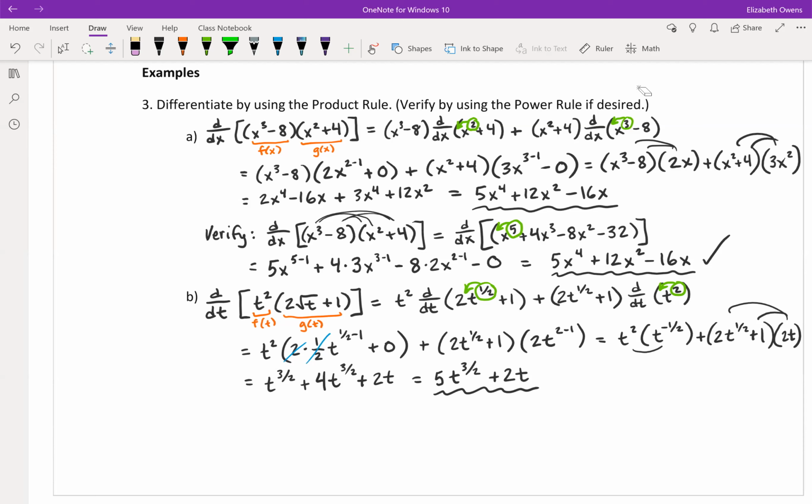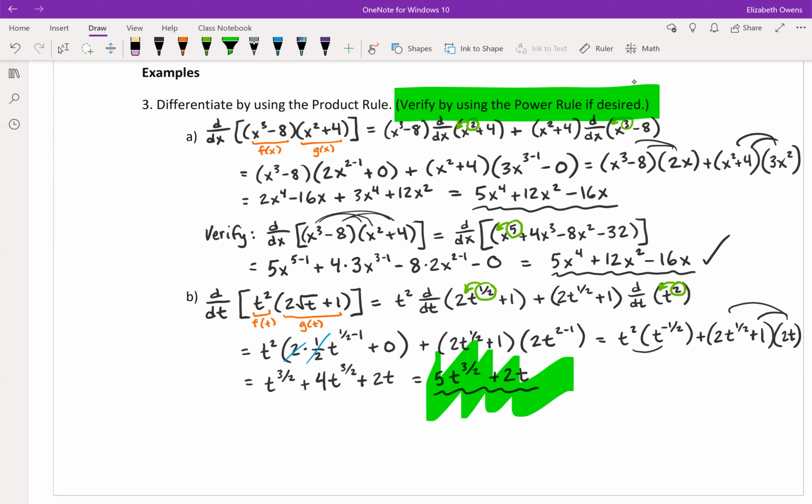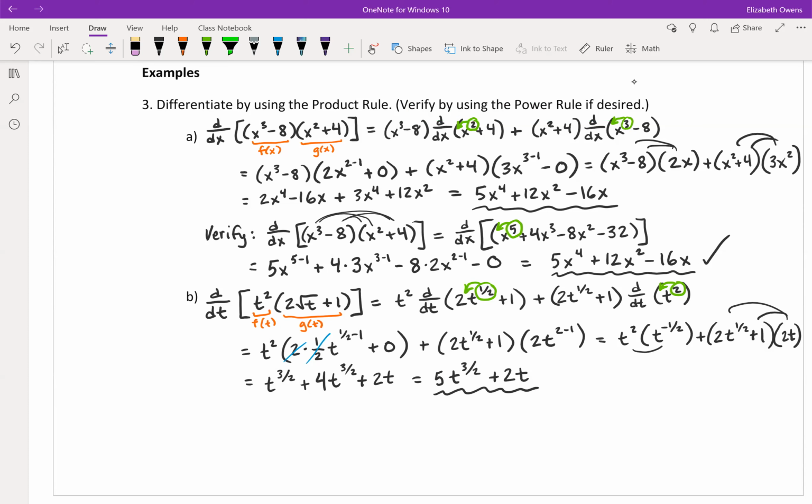And one of the ways you can do it is to verify your derivative by using another rule if necessary or if desired. If you're a little bit unsure of your final answer, see if there is another derivative rule that you could apply. So in this case, we can actually distribute out our original function and apply the power rule to it. So that's how we're going to verify this derivative.